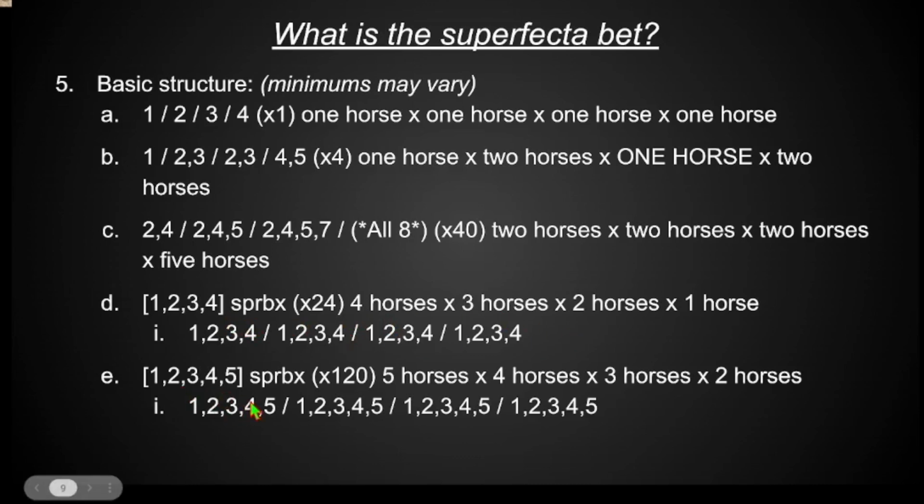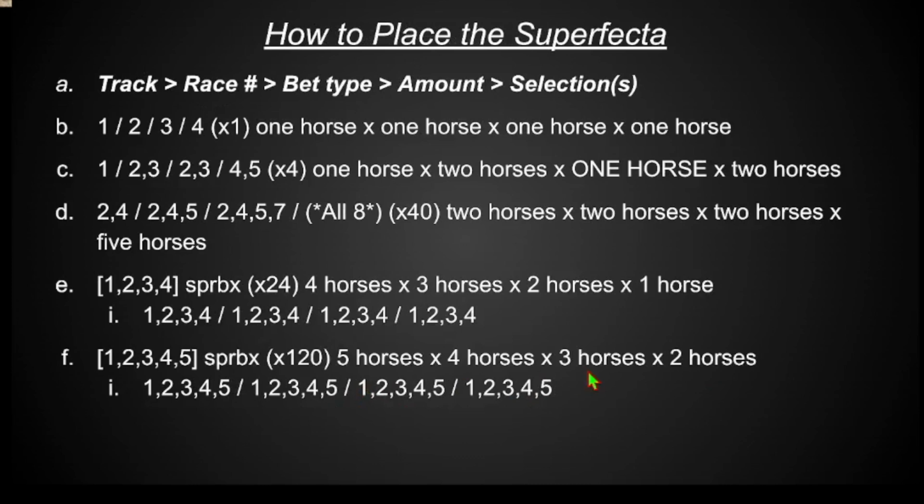A 5-horse Superfecta box. You can have more horses than there are slots. If you use 5 horses, it's going to be a multiplier of 120. So for 10 cents, a 5-horse Superfecta box, any order, would cost you $12 total. 5 horses possibly to finish first, take one out, and then you're down to 4 horses, times 3 horses, times 2 horses, and that's how you come up with the multiplier of 120. So how to place the superfecta.